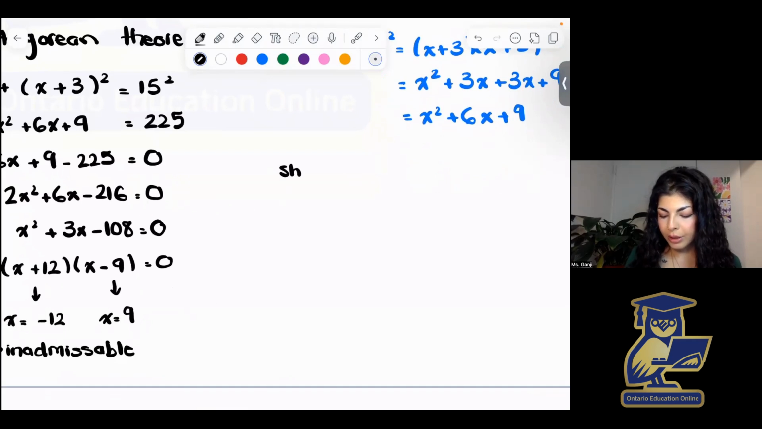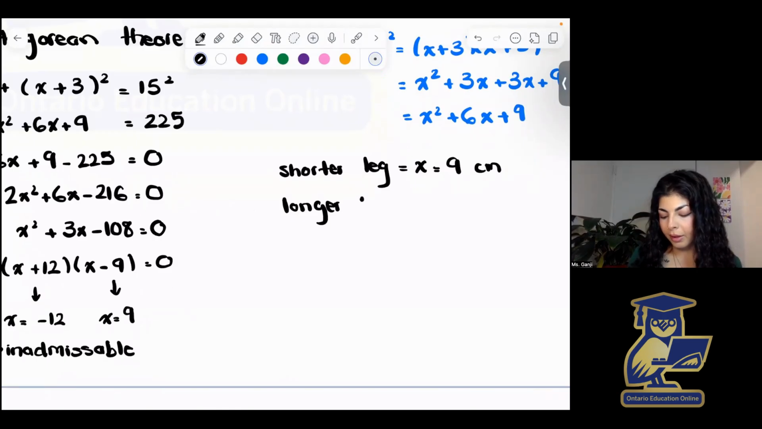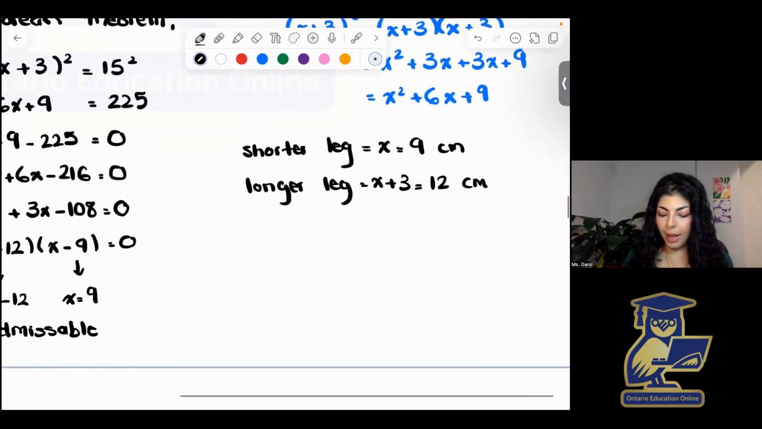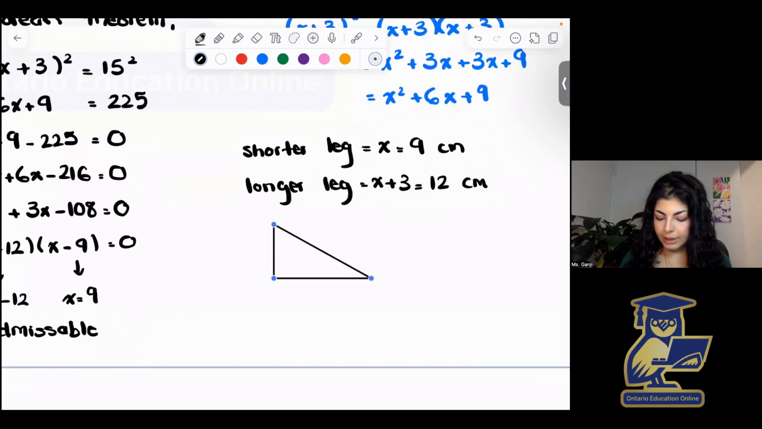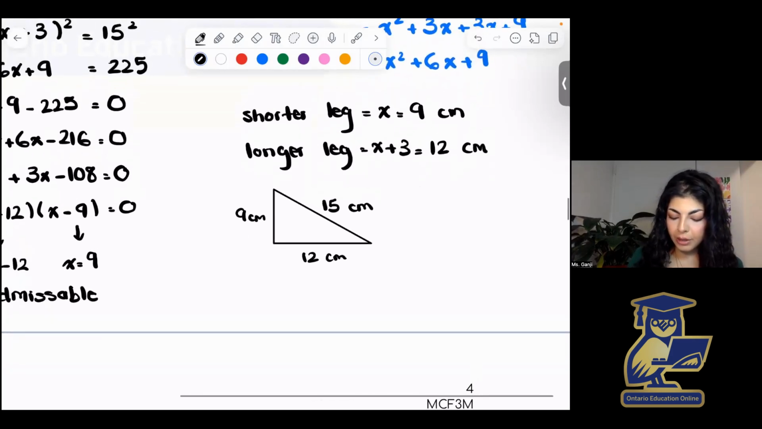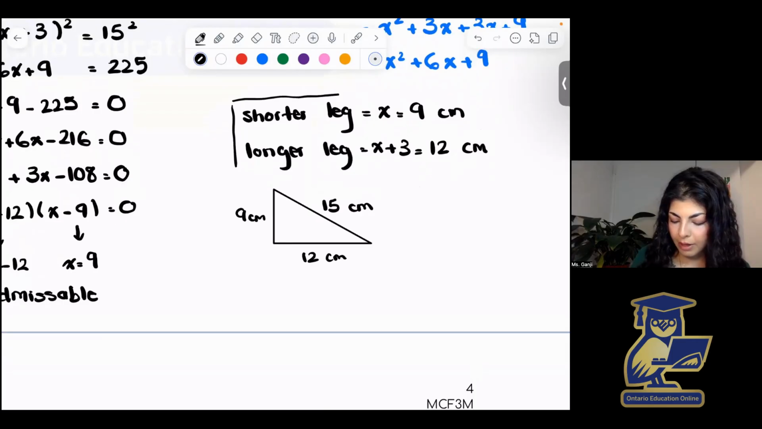So then the shorter side or the shorter leg, which was equal to x, is just 9 centimeters, and the longer leg was x plus 3, so it's going to be 12 centimeters. And now I can just try to visualize this. This would be 9 centimeters. This would be 12 centimeters, and my hypotenuse, which was 15 centimeters. And you can do a check for yourself. So I would box this as my final answer.